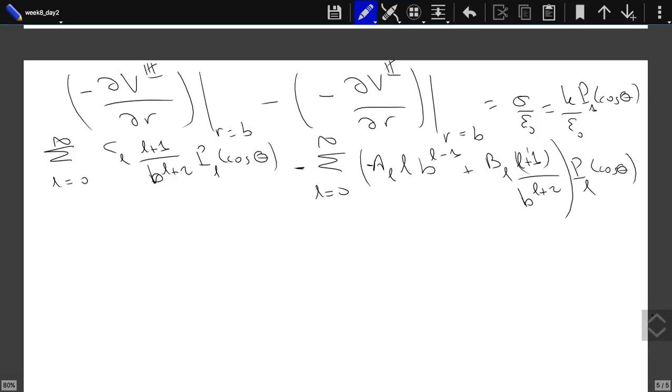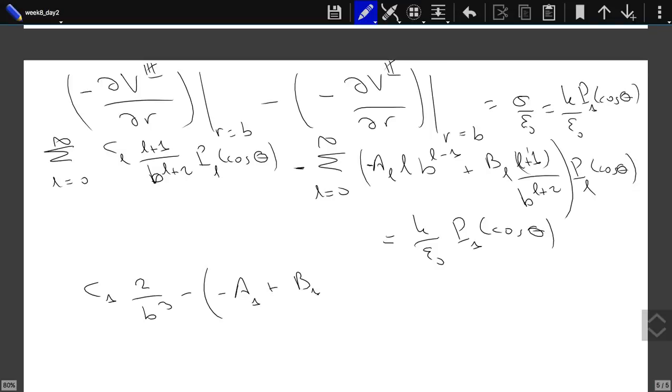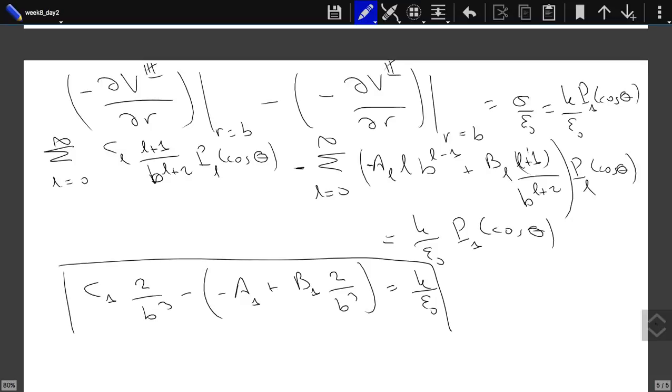And this thing has to be equal to K over epsilon 0, P1 of cosine theta. Now, as I said before, on the right-hand side, I only have P1. So that should be true on the left-hand side also. So the L equal to 1 term gives me C1 times 2 over B cubed minus A1 plus B1 times 2 over B cubed. This should be equal to K over epsilon 0. This is one equation I have.